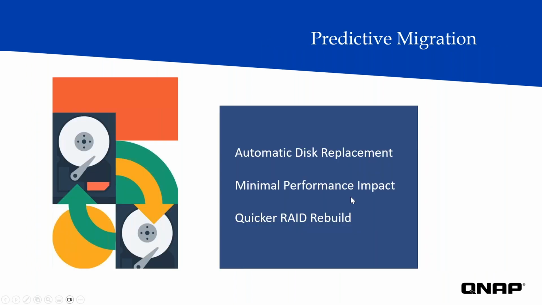And QTS 5.1's Predictive Migration is an upgrade to the original Predictive Smart Migration feature that allows users to specify multiple trigger events that prompt the system to automatically replace a disk before it fails. So now Smart Migration can prompt the RAID rebuild.